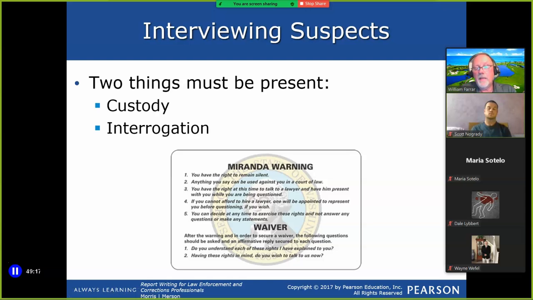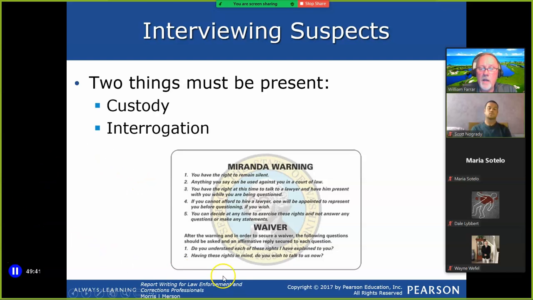You have the right, at this time, to talk to an attorney or a lawyer. Again, it doesn't matter which word you use as long as you're getting the factual information out. And to have the attorney present with you while you're being questioned. If you cannot afford to hire an attorney, one will be appointed to represent you free of charge before questioning if you wish. You can decide at any time to exercise these rights and not answer any questions.